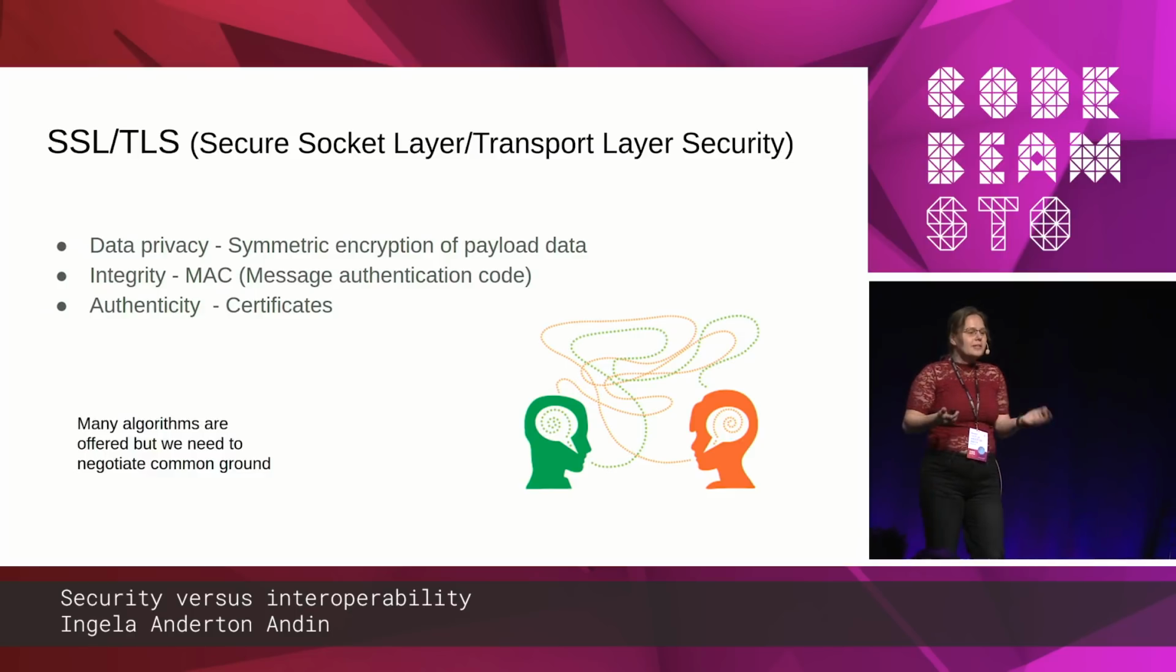And authenticity is about making sure that the person that sent the message is actually who they claim to be. And these are very important properties. They are hard to achieve, but there are many algorithms that you can use to try to achieve this. But you have to agree on a common ground so that you can communicate. And this is what the TLS handshake is about, what the TLS protocol does for you.